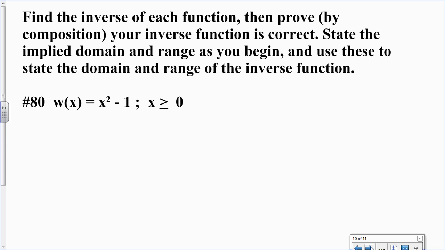So I'll give you a second to read the directions here. We have lots to do on this problem.